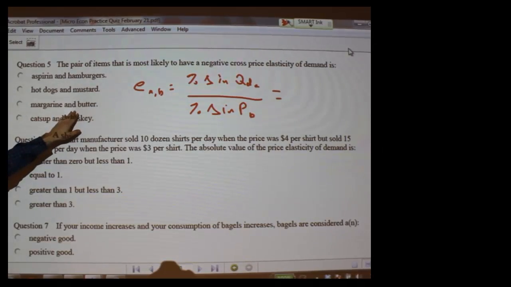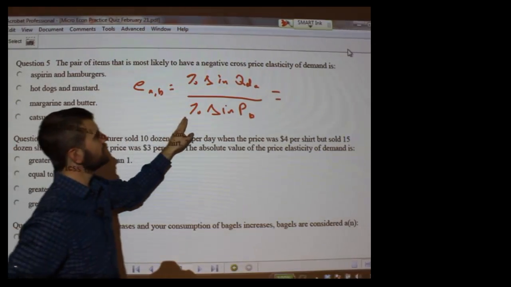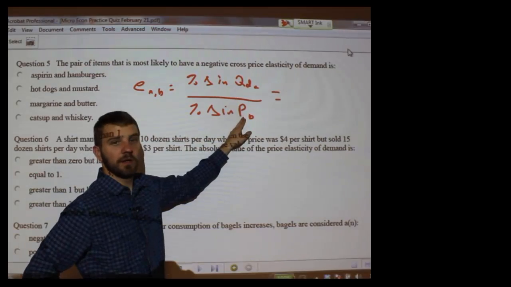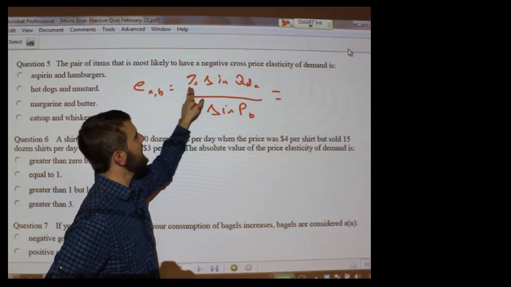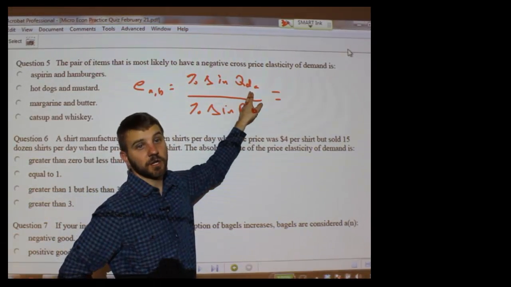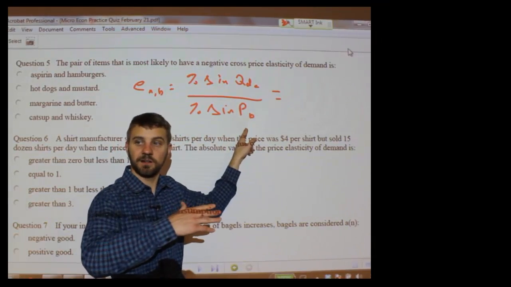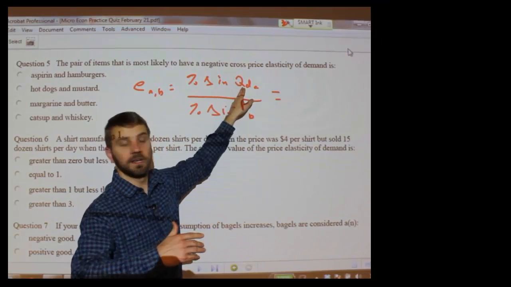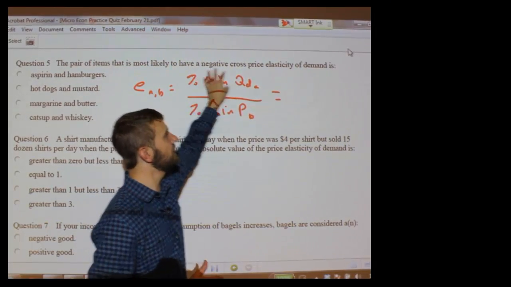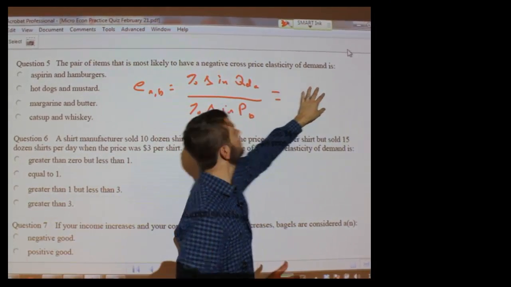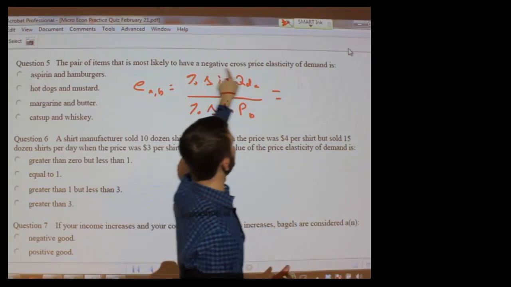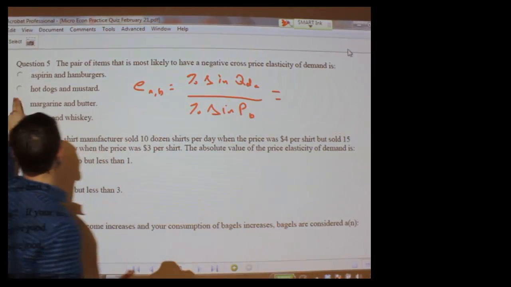So let's start with margarine and butter first. If the price of margarine goes up, what's going to happen to the quantity demanded of butter? It's going to go up, right? Because if the price of margarine goes up, people are going to switch from margarine to butter, and the quantity demanded of butter is going to go up. So this will be positive, and this will be positive. The result will be a positive number. But we're looking for something with a negative cross-price elasticity, so it's not margarine and butter.